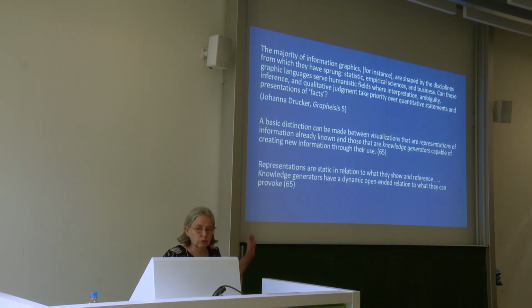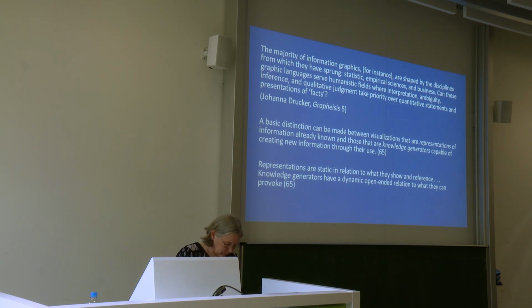And she makes a crucial distinction, which is in play really in my earlier dig at Moretti, between two kinds of map. Those that are, as she says here, representations of information already known, so they're just illustrative, and those that are knowledge generators, capable of creating new information through their use. So this is really useful. For me, this is a really useful distinction, because I was like, okay, that is the difference between what Moretti's doing and what I'm doing, actually: how we're using the maps and how we view the maps.